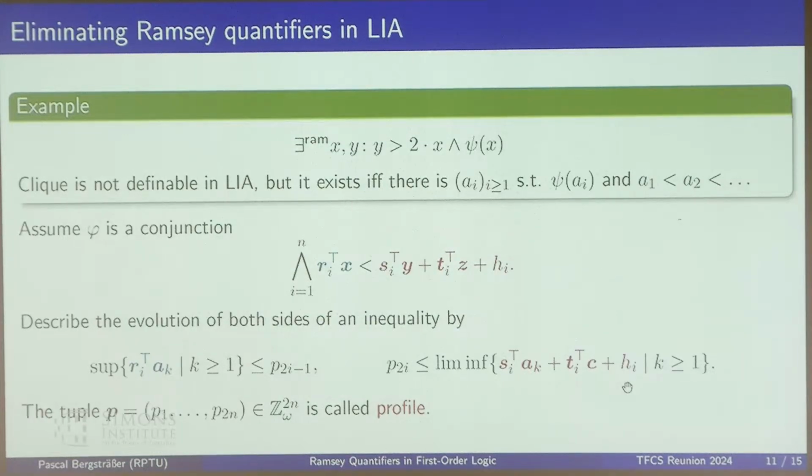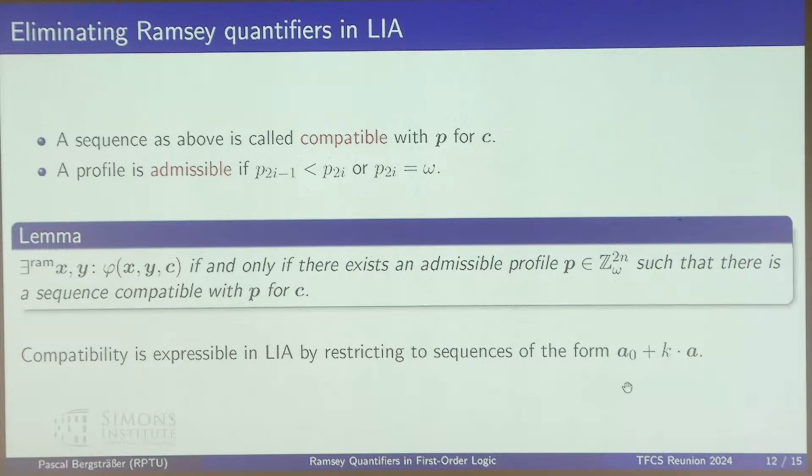On the other hand, let's say that this is also unbounded from, that's also increasing and unbounded. So both are unbounded. Then for every infinite sequence, we can find a subsequence such that they always fulfill these inequalities for every pair. So we have an infinite clique. So this is essentially the idea. So one can show that this Ramsey quantified formula here is fulfilled if and only if there exists such an admissible profile, so such a nice profile, such that there is a sequence that is compatible with it for some valuation of the free variables.